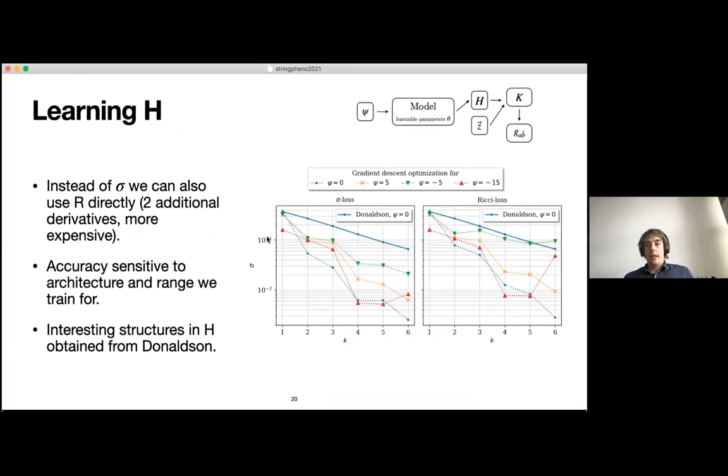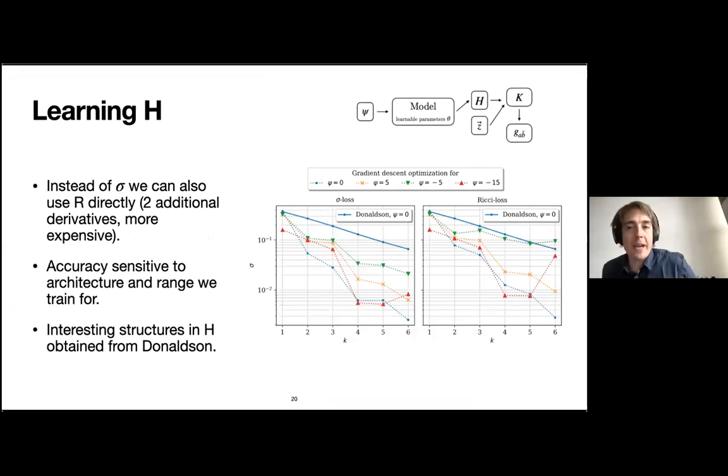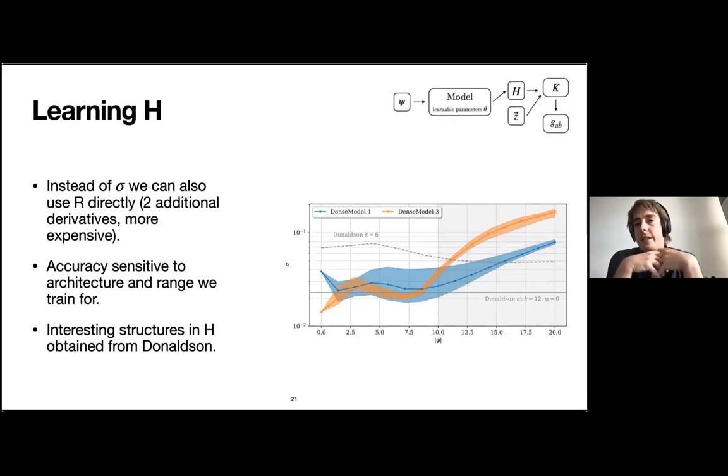Now, just as a perspective, it might also be interesting in some applications that you want to go to higher derivatives. We've done this, you can do it, it takes longer, and you might lose a little bit of accuracy, but in principle, the technology is there. However, one thing to mention is that the accuracy is still rather sensitive to the architecture, so we have to do a bit of hyperparameter scanning, and also the range that we trained for.